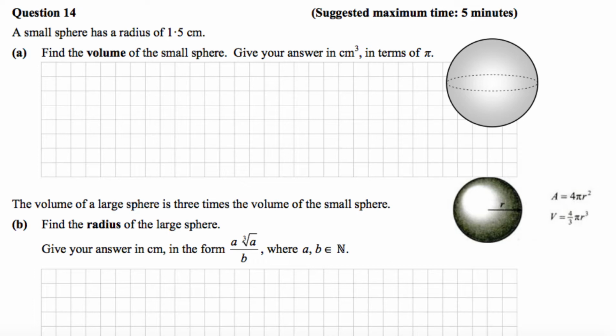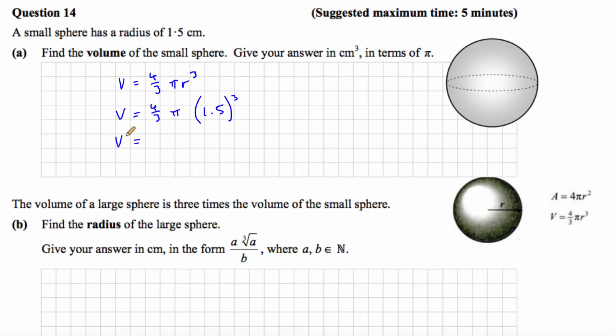Okay, so the volume of a sphere, the formula for that is taken from the tables book here. So the volume for a sphere is 4/3 pi r cubed. So we're just going to substitute our value for r in here, so that's 4/3 pi, and our r value is 1.5 cubed.